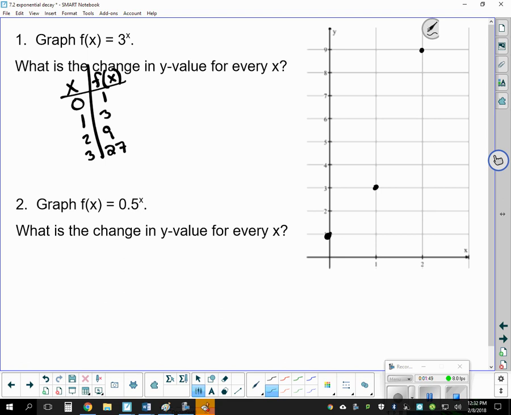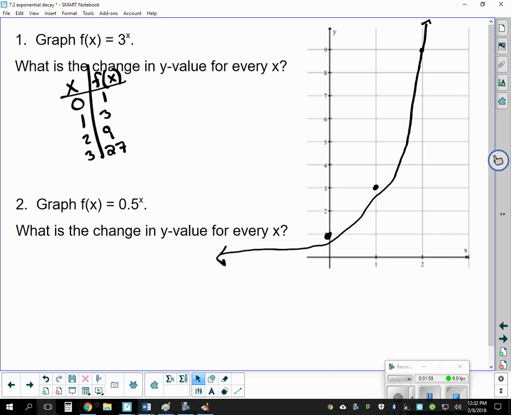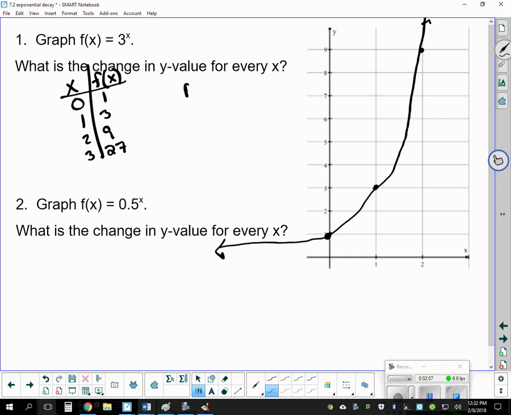Okay, so this is exponential growth here, which is what we worked on in the last section. And remember, I totally missed that point and that one. So let's move that up a little bit. That's what an exponential growth looks like. So what is the change in y value for every x? Well, we're multiplying by 3.